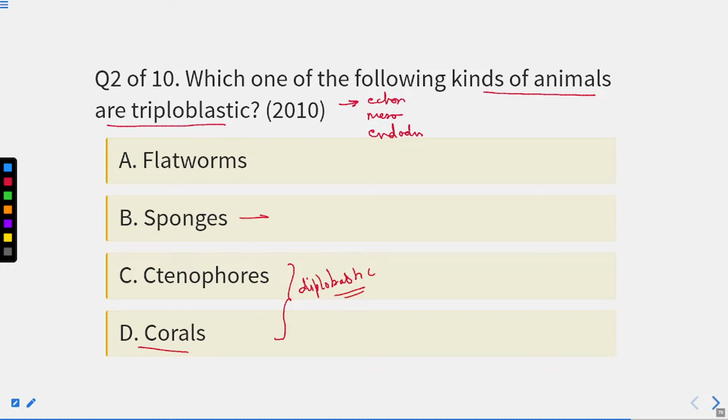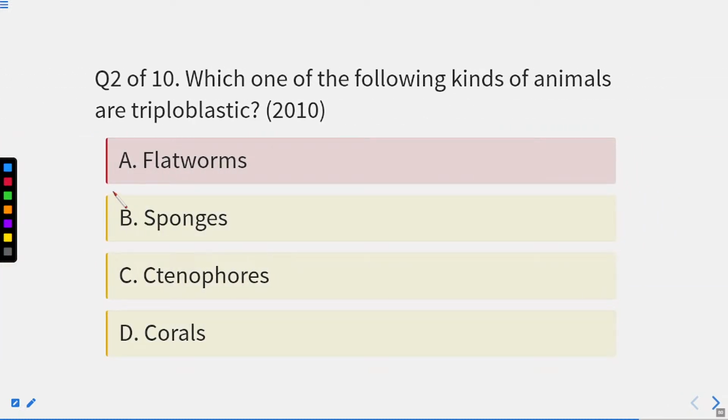Sponges, no arrangement of the layers is there. They are also diploblastic, right? And flatworms are triploblastic. First time this phylum is showing the triploblastic condition. So flatworms, that is the Platyhelminthes, right? The Platyhelminthes phylum is showing it, and examples are the flatworms.